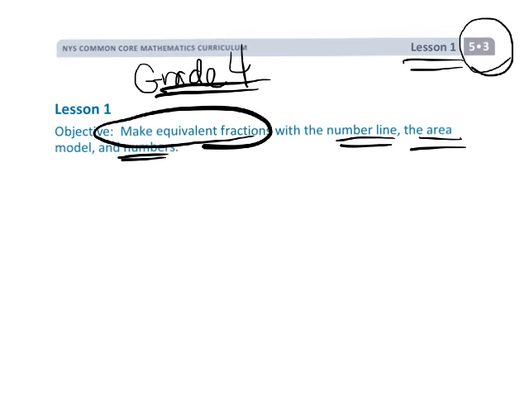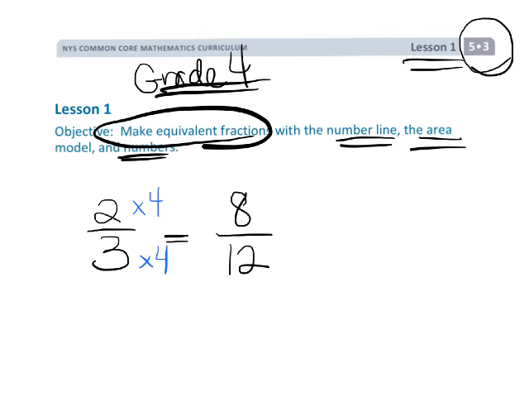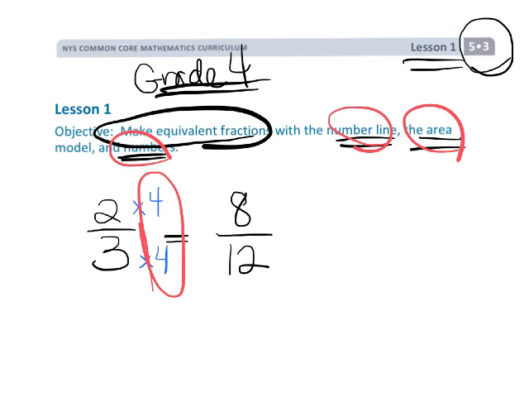And the idea being, let's say we have 2/3, and we want to be more thoughtful than to say, well, if you multiply the top number by 4, then you have to multiply the bottom number by 4, as a way of explaining that 2/3 and 8/12 are equal. So we want to be more thoughtful than just a rule. That's why we're going to be doing number lines, area model, and then just plain old numbers.